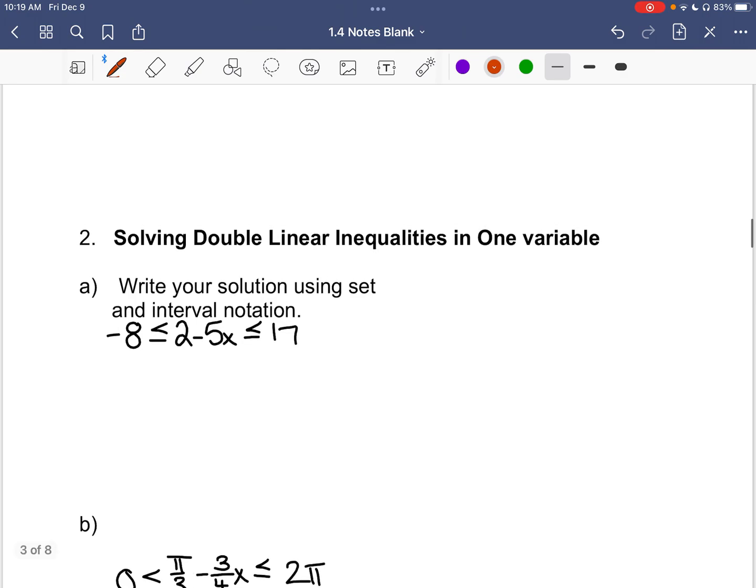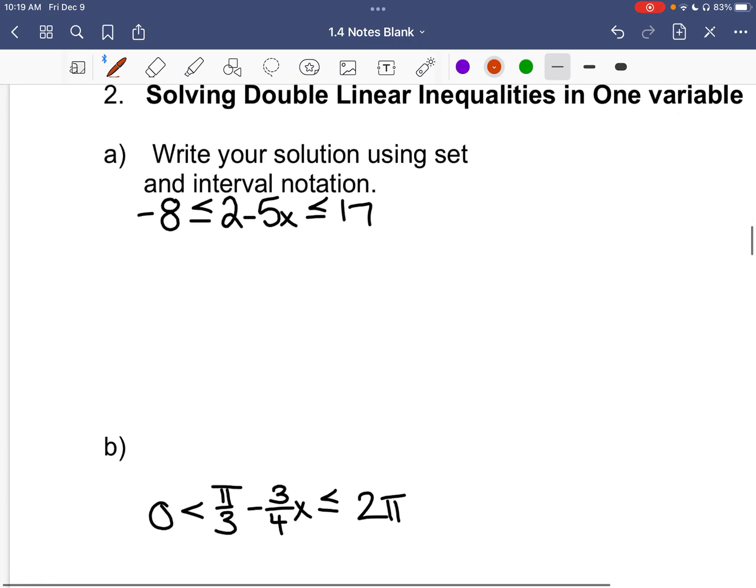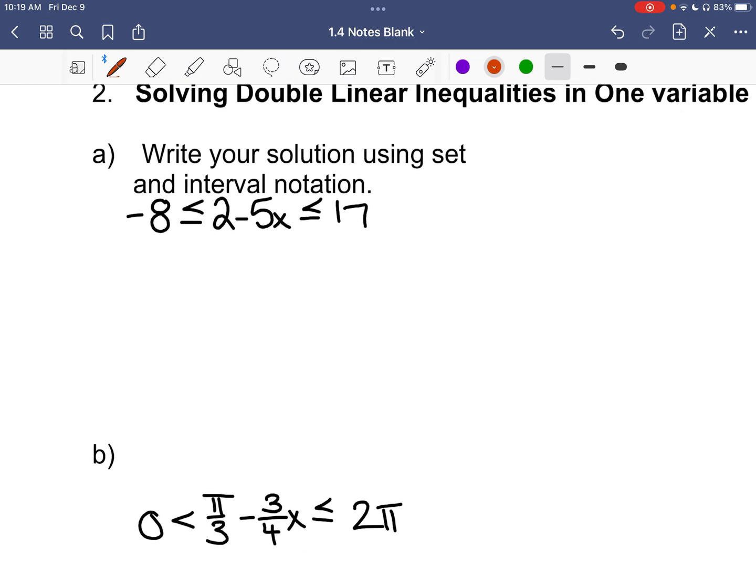Next up, solving double linear inequalities in one variable. When you have a double inequality, basically meaning you have 2 inequality symbols in your expression, we are going to end up with 2 scenarios. We have negative 8 is less than or equal to 2 minus 5x. And we also have the other side, which is 2 minus 5x is less than or equal to 17.